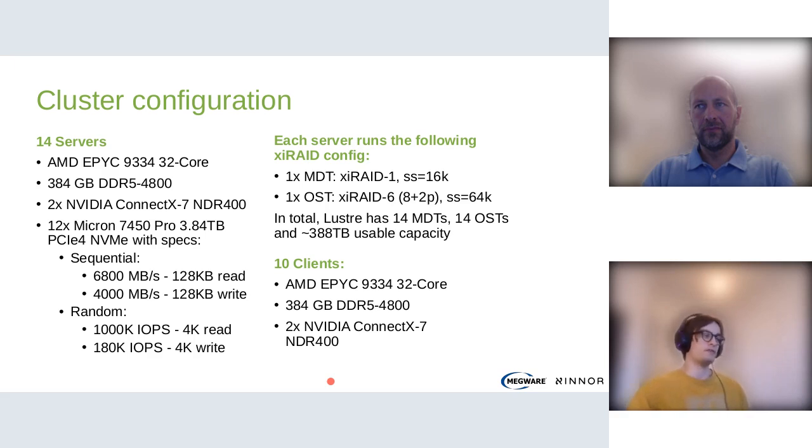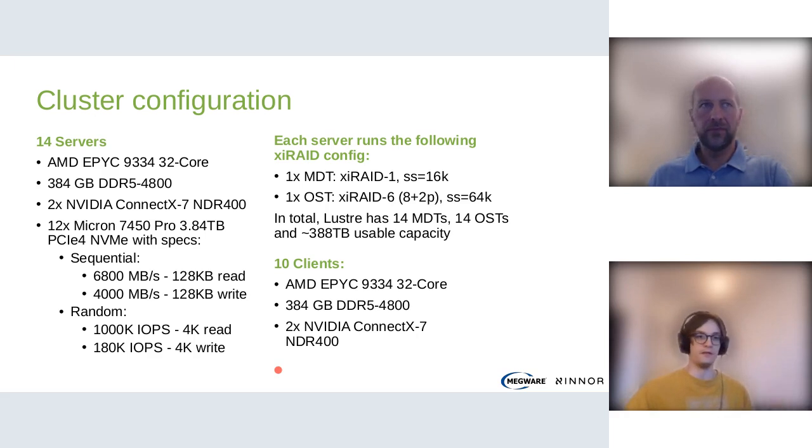Here we have 14 servers with a single socket system, so no NUMA shenanigans or anything, just a single socket. And then we have 2 times a ConnectX-6 NDR400 connection. So each server has roughly 100 gigabytes a second network throughput. So that's quite a bit. And then each server features 12 PCIe 4 NVMEs with roughly 7 gigabytes a second read and 4 gigabytes a second write performance according to specs.